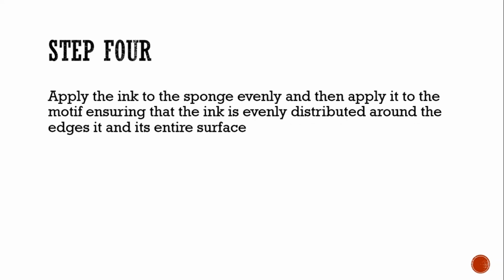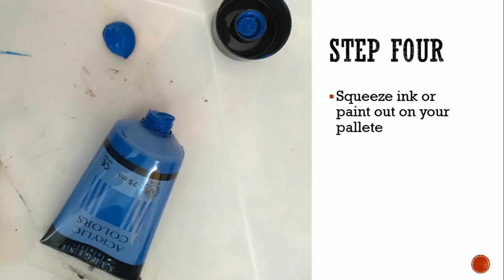So step 4 now is where things get a little bit more tense. After we have selected our motif, we're going to start to apply the ink to the surface. Now let's go. So we'll need to squeeze out our paint or our ink or whatever we're using. So we're going to put that into our palette or whatever you decide to use.